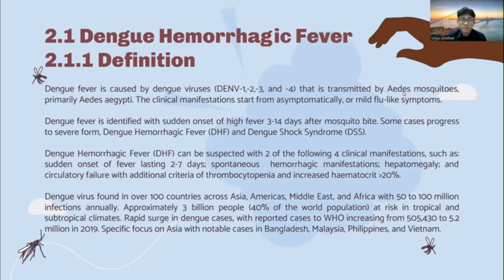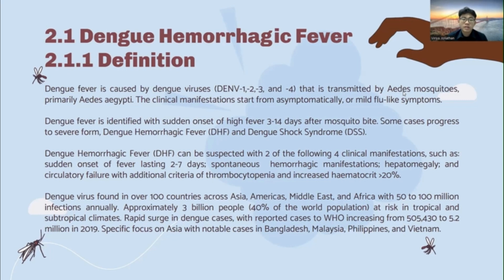I'm going to continue the presentation about the definition of dengue hemorrhagic fever. Dengue fever is caused by the dengue virus, such as dengue 1, 2, 3, and 4, which is transmitted by Aedes mosquitoes, primarily Aedes aegypti. The clinical manifestations range from asymptomatic to mild flu-like symptoms. Dengue fever is identified by sudden onset of high fever 3 to 14 days after the bite. Some cases progress to a severe form, namely dengue hemorrhagic fever and dengue shock syndrome.